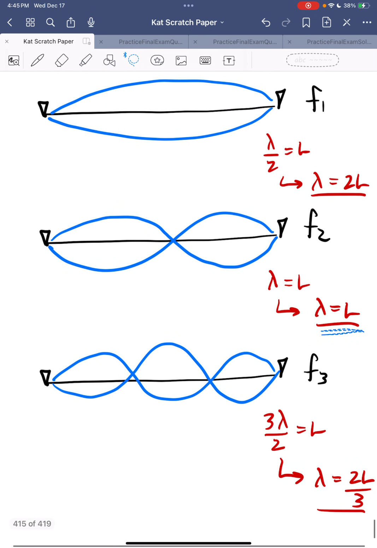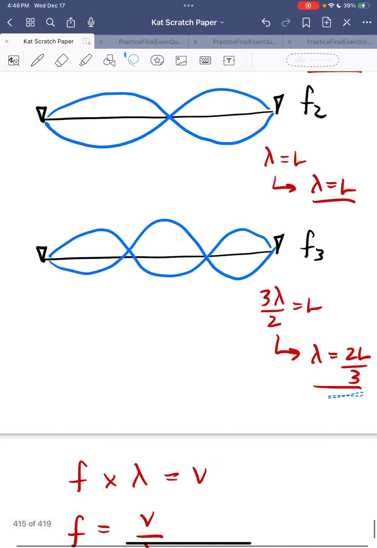But here in this situation, I have one wavelength plus another half. So I've got 3 halves of a wavelength. So 1 half, 2 halves, then 3 halves. 3 halves of a wavelength equals L. And if I solve that for the wavelength, I multiply both sides by 2 and divide both sides by 3, and I get the wavelength equals 2/3 of L, like that. So now I've got these different expressions for what the wavelength is in these different cases. So if I know the wavelength in each case, and I know the velocity on the string, I can basically get the frequencies. So let's see how we do that.